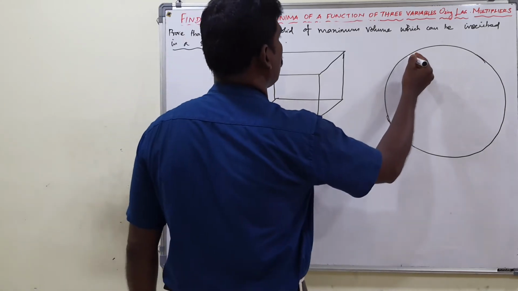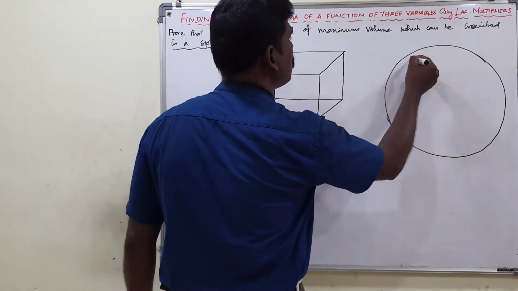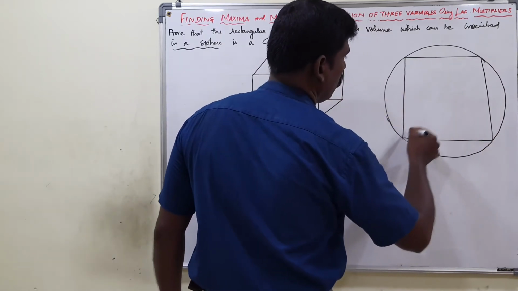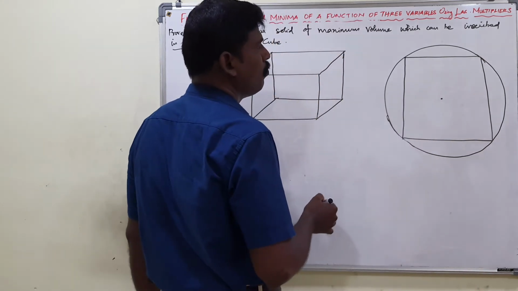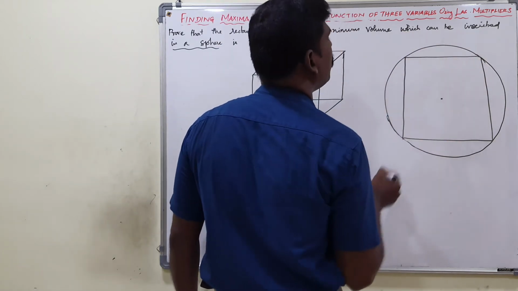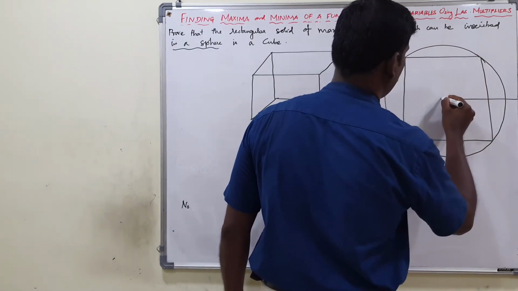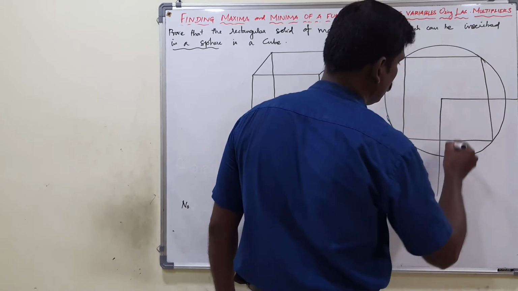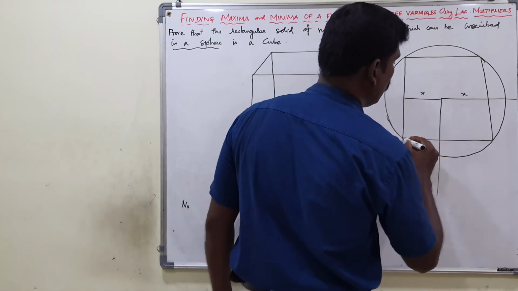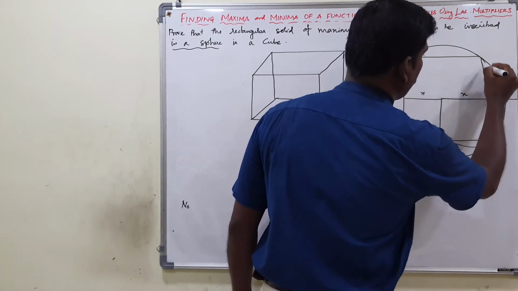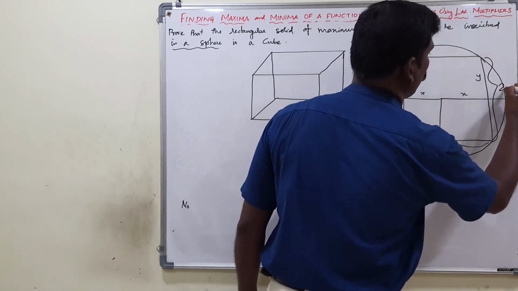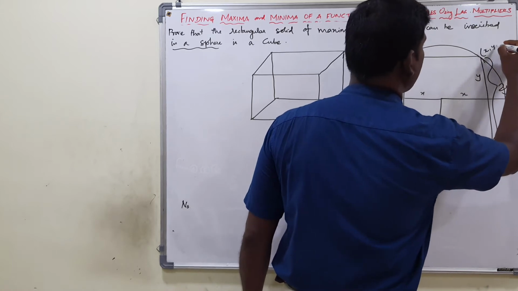We have to construct a rectangle inscribed in a sphere. Just I draw it as a 2D shape. This is the center of both the rectangular solid and also the sphere. So this length be x. Let us take. So this will also be x. So the length of the rectangular solid is 2x. Same like that, this be y, so the breadth of the rectangular solid is 2y. Let us take this point as x comma y comma z.